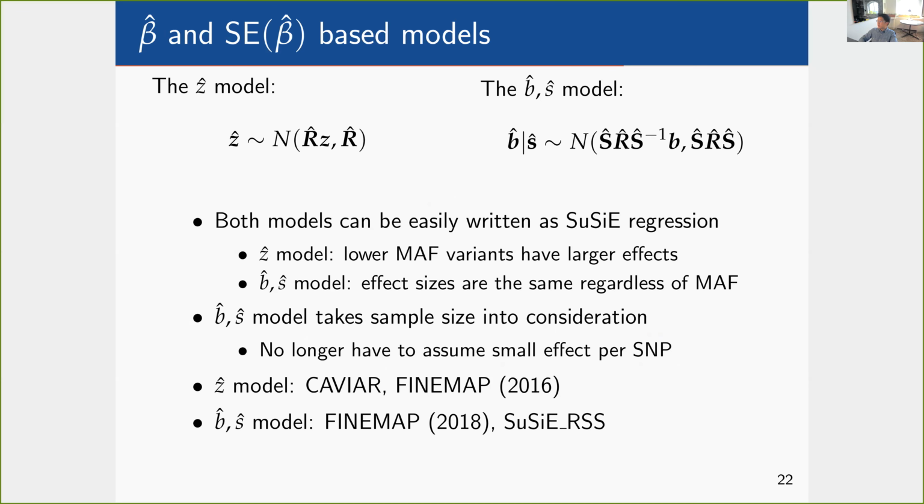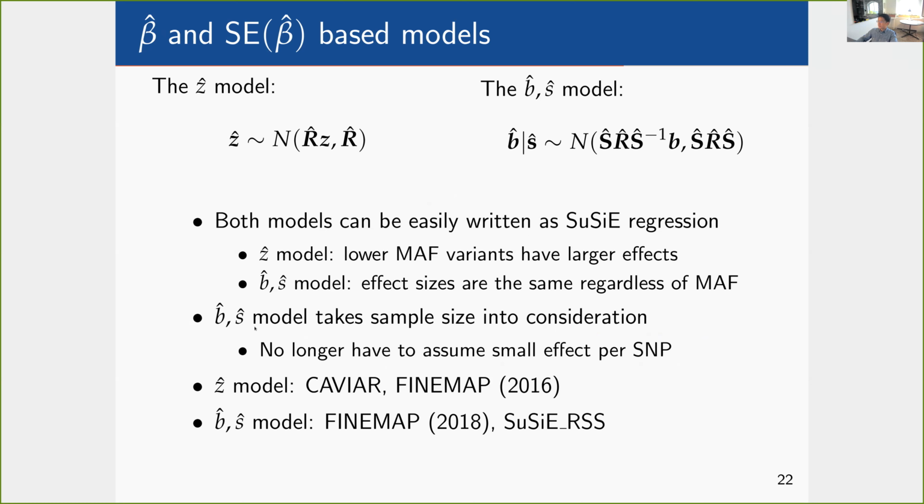And you can imagine having the same model, but using the beta and standard error of beta, which we call the BNS model. Of course, these two models have some subtlety in the assumption for the effect sizes as the prior, although this effect size could be automatically estimated. That's something that, once formulated into the SuSiE framework, can be taken care of.